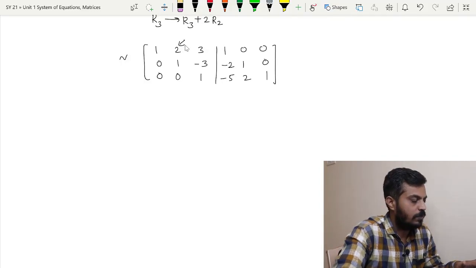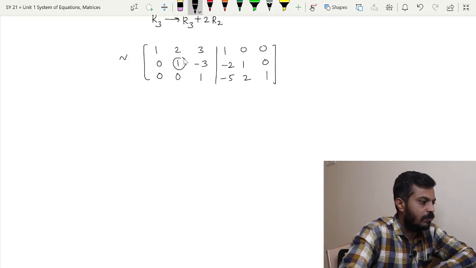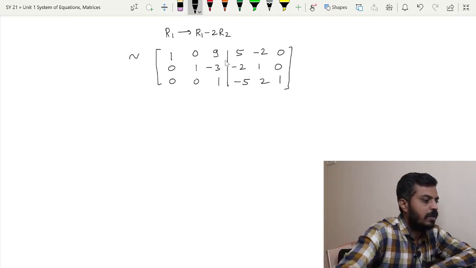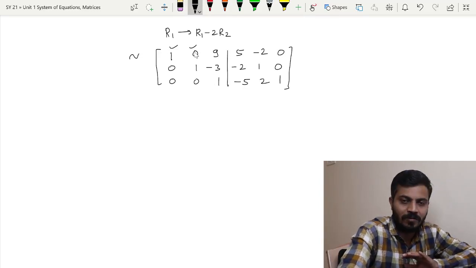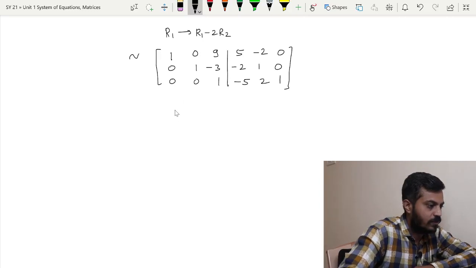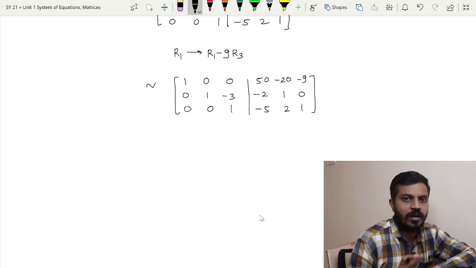In order to make this 2 as 0, can you gauge the operation? We will take the help of this 1. So the operation that we will perform is R1 minus twice R2. Now we will make this 9 as 0. In order to make this 9 as 0, we will take the help of this 1. But make sure that this 0 and this 1 should not be changed; they should be 1 and 0 only. So we should be very careful while doing the calculations.